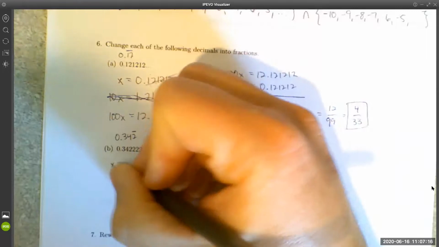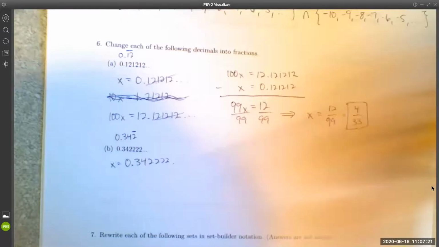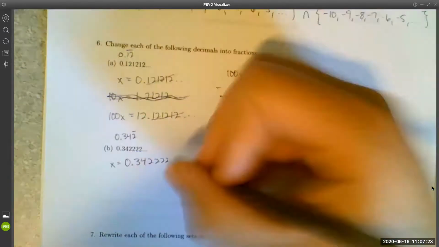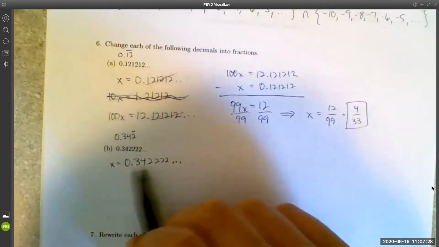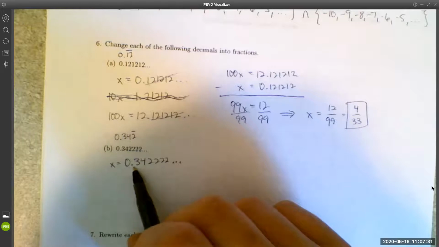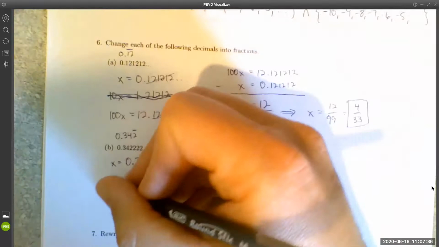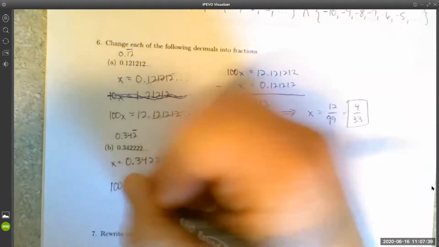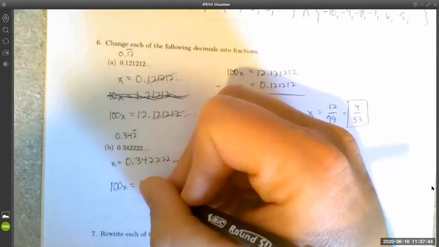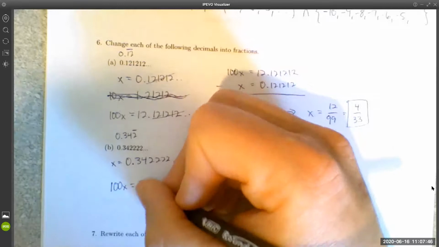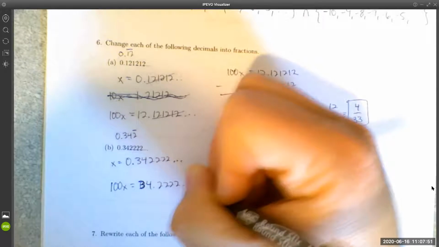So I'm going to let x be 0.342222. There are probably a bunch of different ways that you could go about doing this, but here's how I'm thinking about it. First of all, I'm going to multiply by 100 to move the decimal twice so that I clear that 0.34. So 100x would be 34.2222, on and on and on forever.